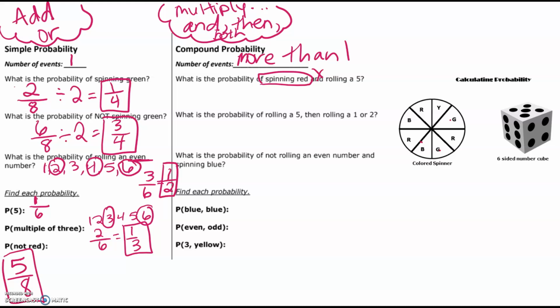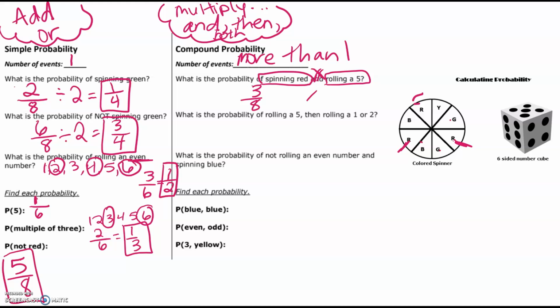So spinning red and, so multiply, rolling a 5. Well, let's break this down. If we spin, we land on a red, the probability of red is going to be, we have 1 and 2 and 3. I see 3 reds out of 8 total. Okay, so we have 3 out of 8.